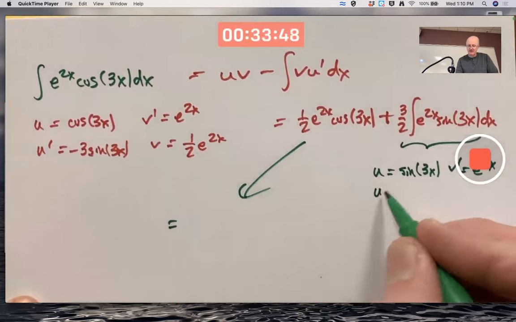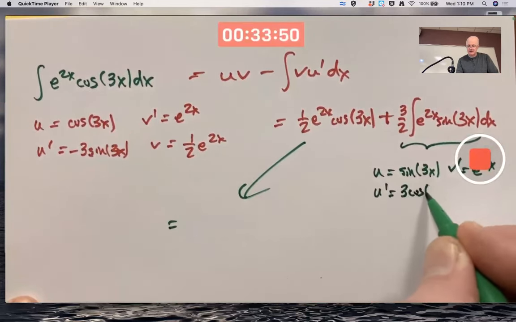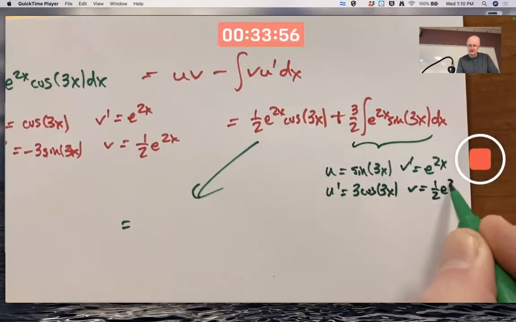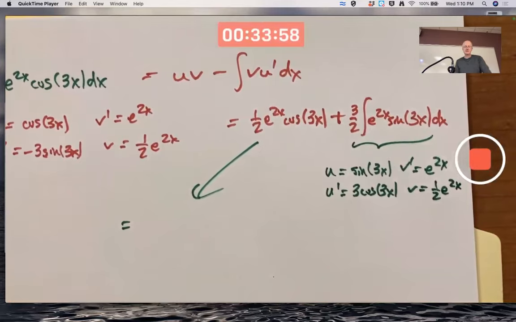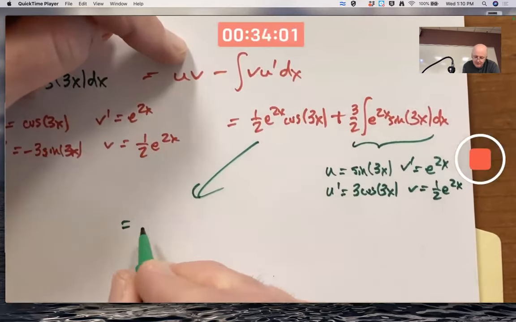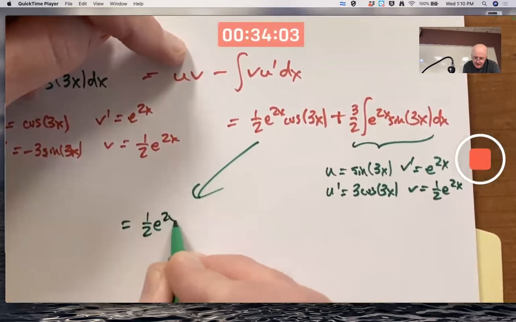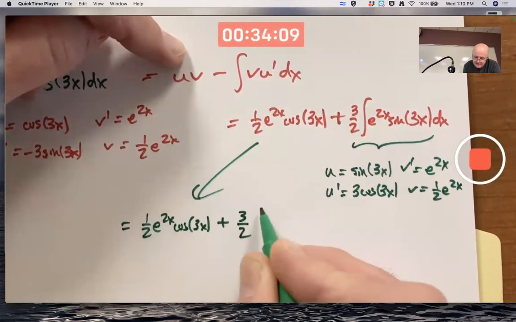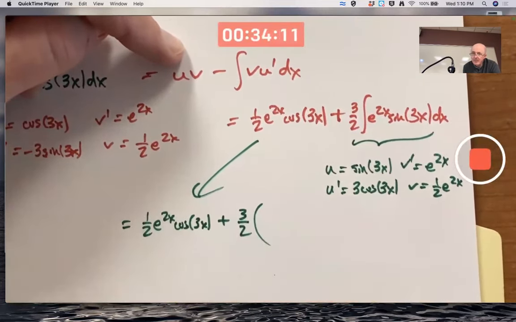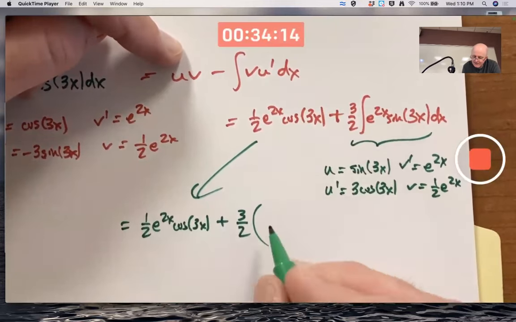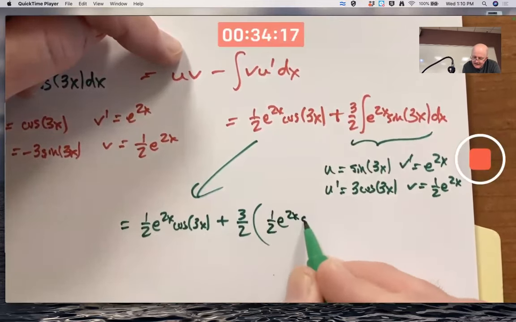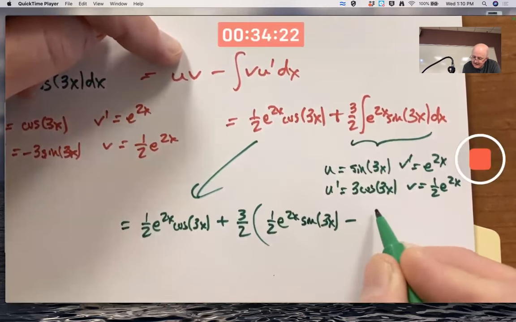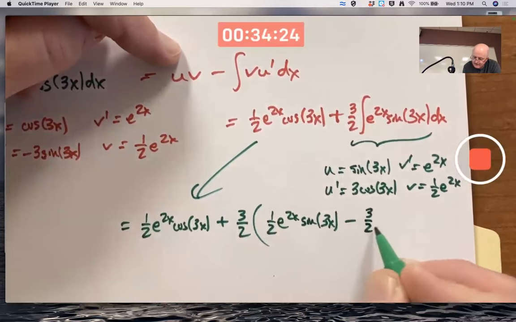I've got to find u prime and v again. There they are. Now use the same formula again. Don't forget about your first term, though. That gets carried along for the ride here. Don't forget the 3 halves out in front and use parentheses. U times v is 1/2 e to the 2x sine 3x minus the integral of v times u prime. Now the minus sign does not cancel, but I can bring in 3 halves out in front.